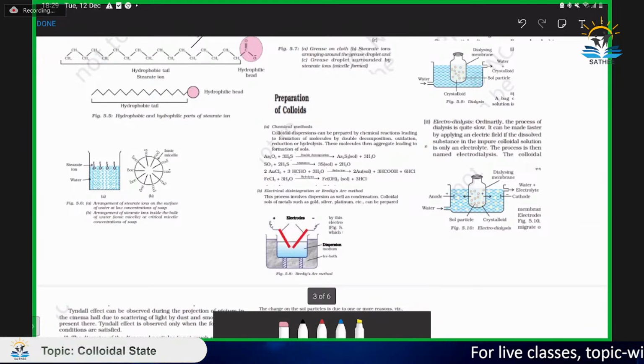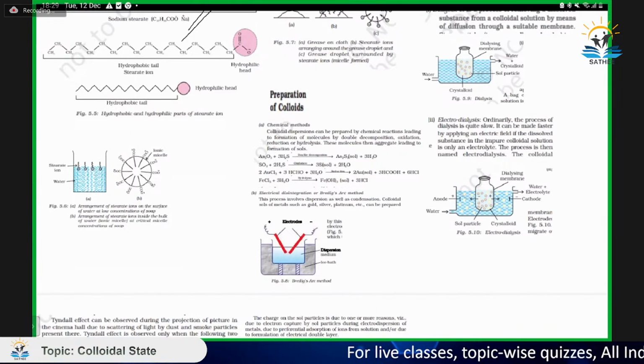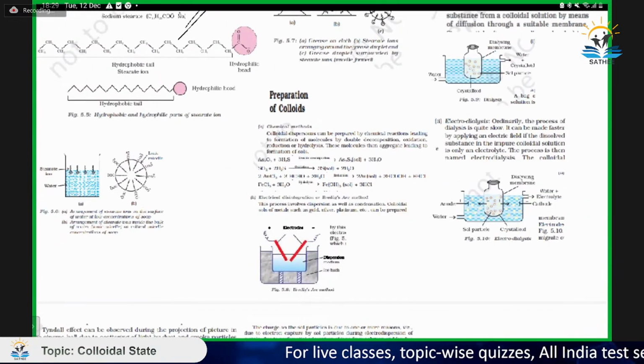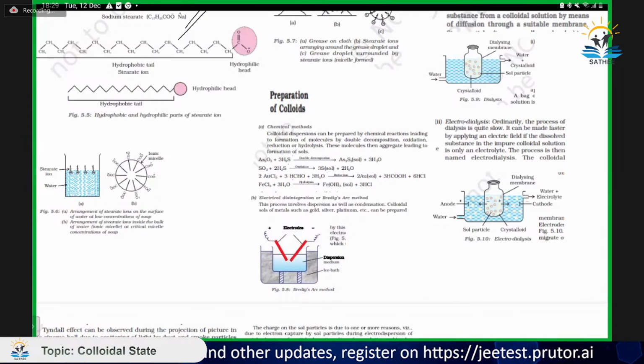Preparation of colloids, highly by-hearting stuff. Please read the NCERT for these things. Directly I will ask these questions. Chemical methods basically: if you perform chemical reactions, your products can be obtained in the colloidal state. Those are some examples. Electrical disintegration or Bredig-Sark method. This is essentially forming a colloid with high energy.